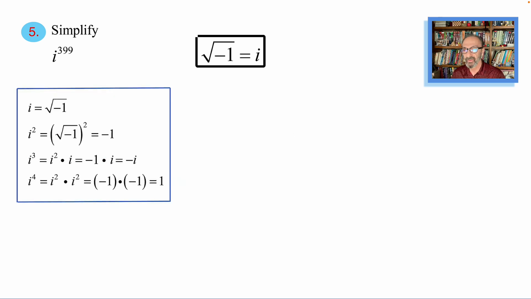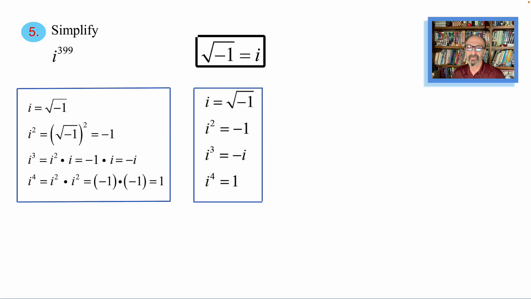Let's summarize it in short so I could add more notes. This is what we have. So we'll keep I, instead of writing it as square root of negative 1, just I. So we have I, negative 1, negative I, and 1. In short, without the steps in between, we have I equals square root of negative 1, I to the second equals negative 1, I to the third is negative I, and I to the fourth is 1.